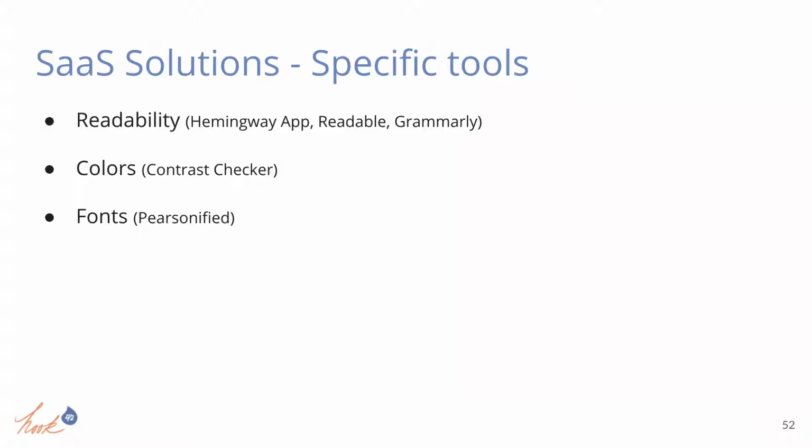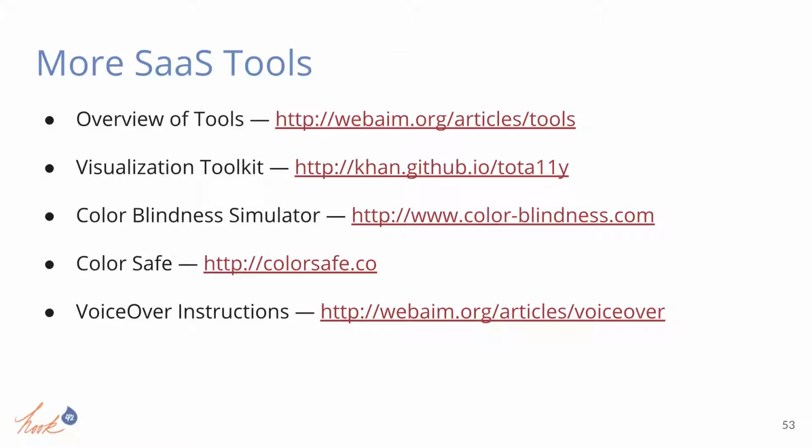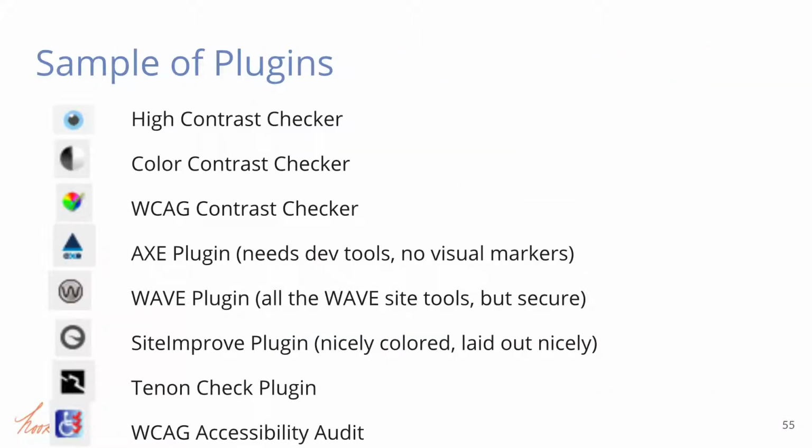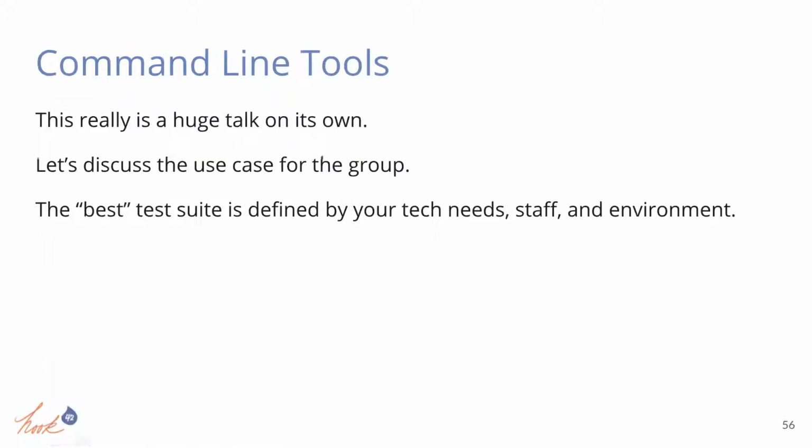Also, for tools, there's readability, checking your colors and planning your colors, fonts and font kerning, vertical rhythm. All of those things are important. And here's some more tools. This is a screenshot of the single page WAVE tool, and this is the manually assisted one. Here's some plugins. These are Mac ones. I need to get my Windows box out to put those up.